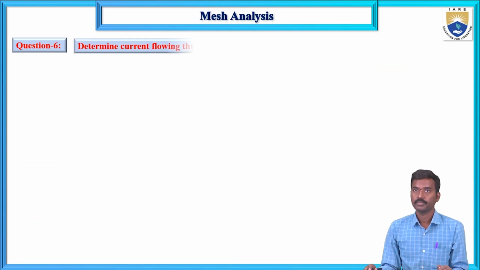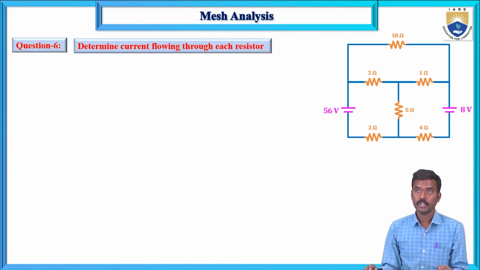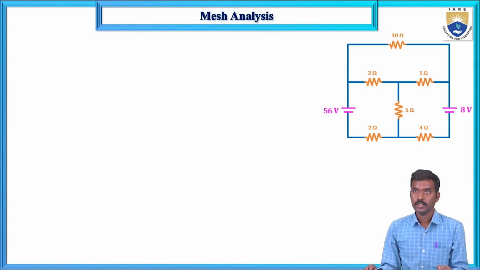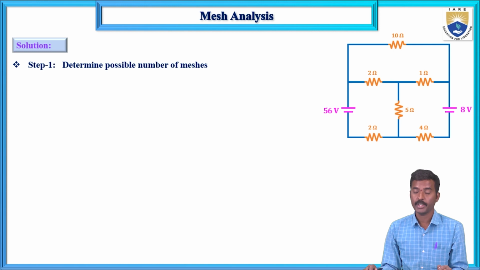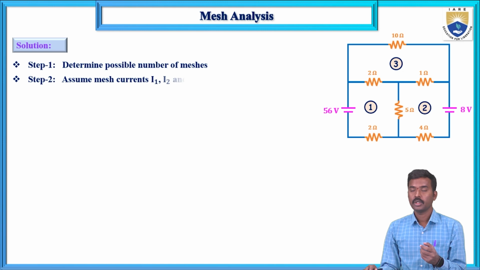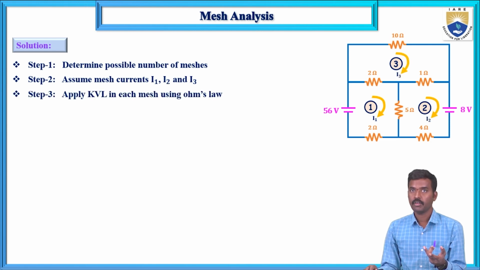Next problem. Determine current flow into each resistor for this network. The diagram is very clear. Same procedure, same 5 steps you are supposed to follow. Step 1, determine the possible number of meshes: 1, 2, 3. Next, assign the mesh currents in clockwise direction I1, I2, and I3. Next, KVL equation in the first mesh.